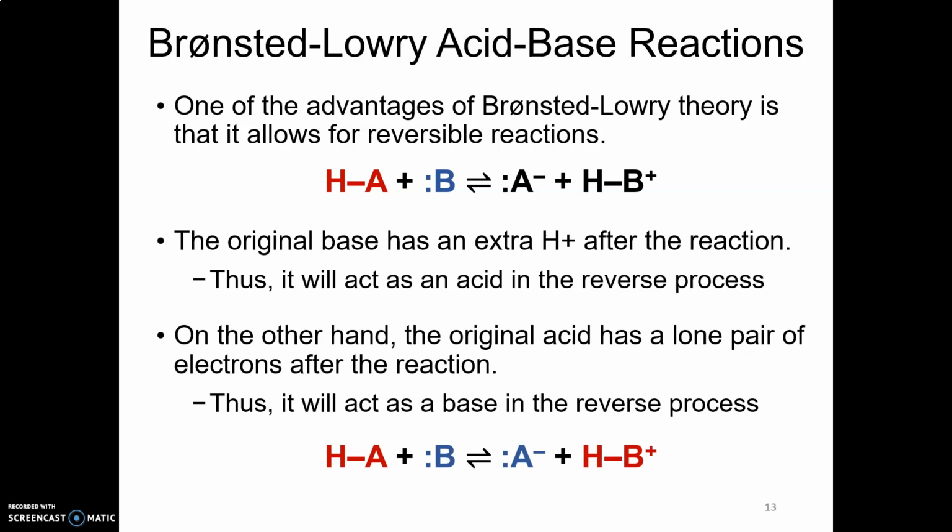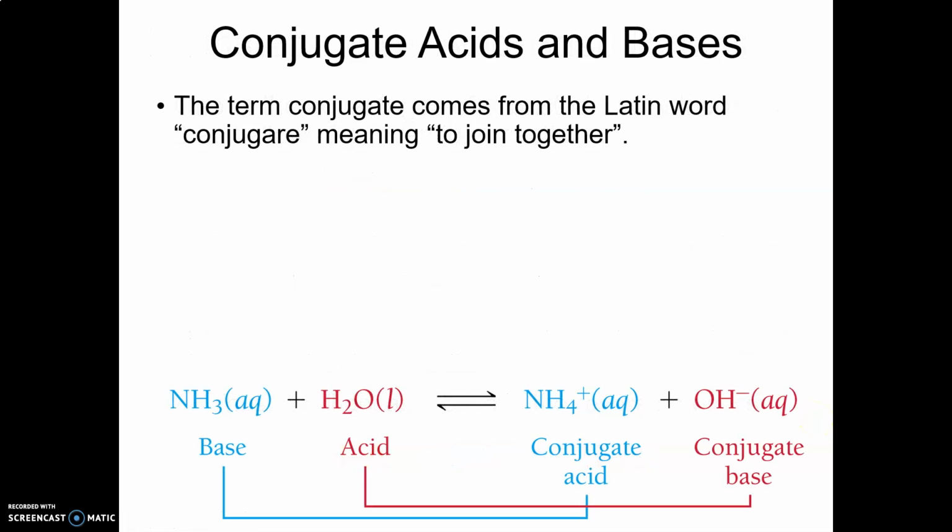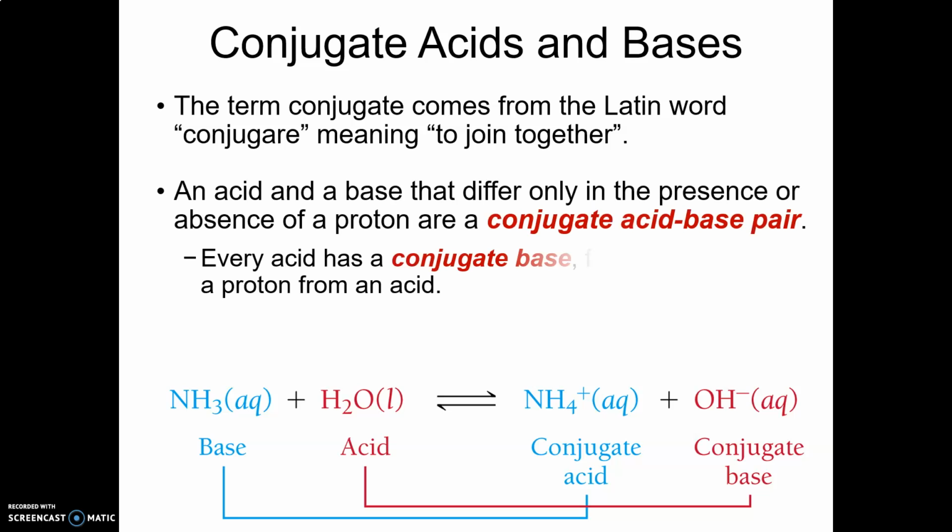So this is a perfect way to write a reaction that's in equilibrium. Because if it's in equilibrium, it needs to be able to be reversed. And this absolutely can, because you've got an acid and a base on the left, and you have an acid and a base on the right. So we can absolutely flip this thing as many times as we need to, right?